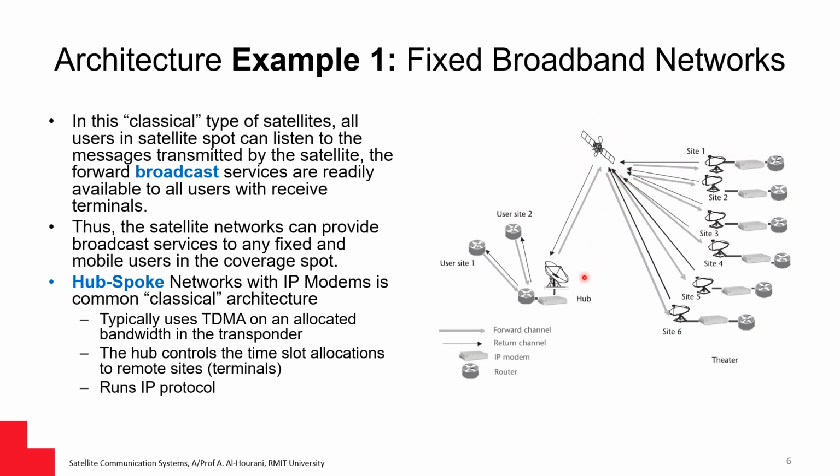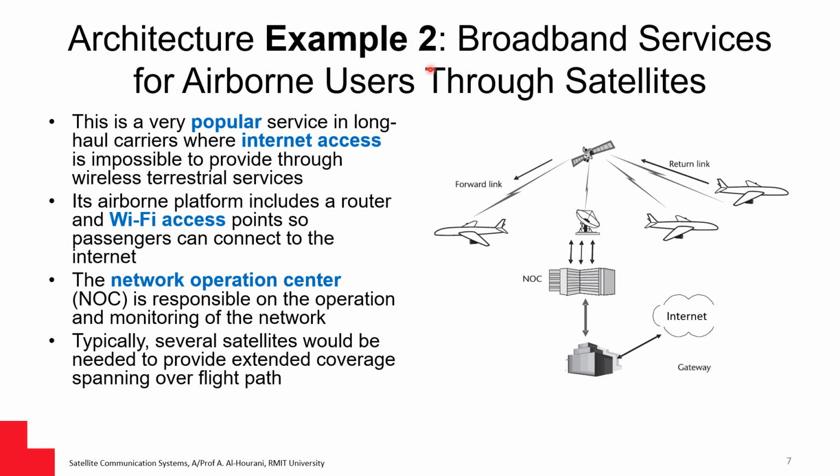And let's say this is an example of a main office of a company, and you have remote sites in different locations. It also could be an example of a network operator using a geostationary satellite where the hub is connected to the internet, and the sites, or here we call them users, are connected, the terminals are connected to end users. The second architecture example is for broadband services for airborne users, that are the users on board airplanes.